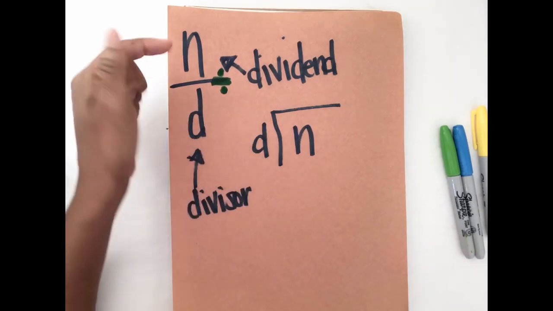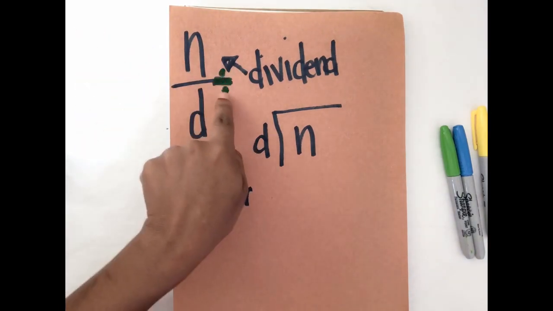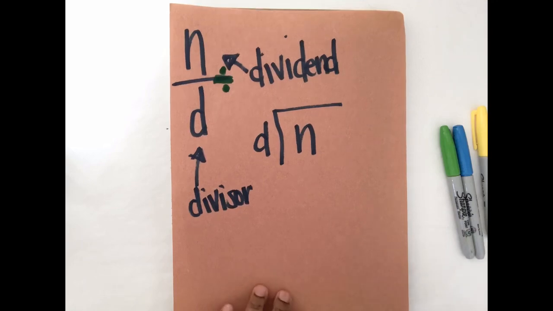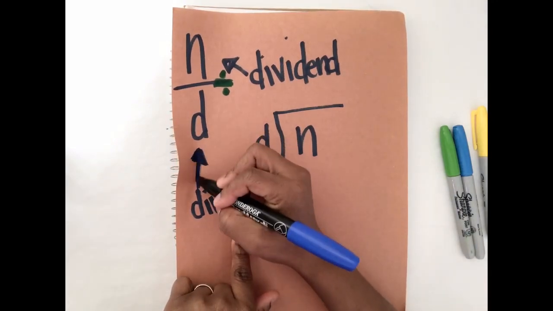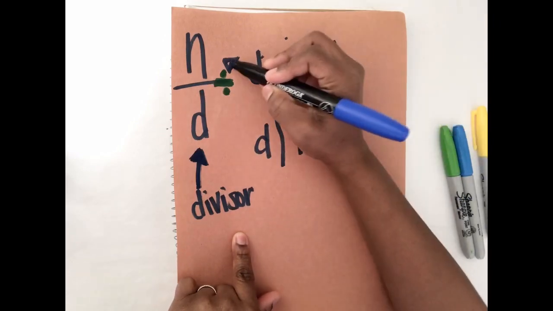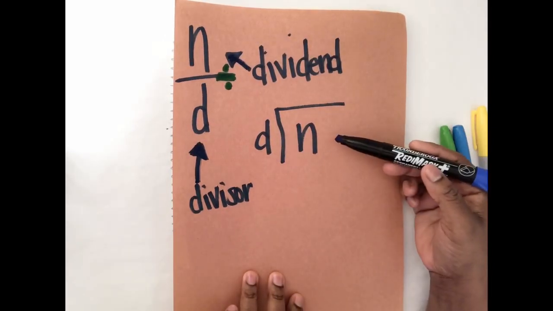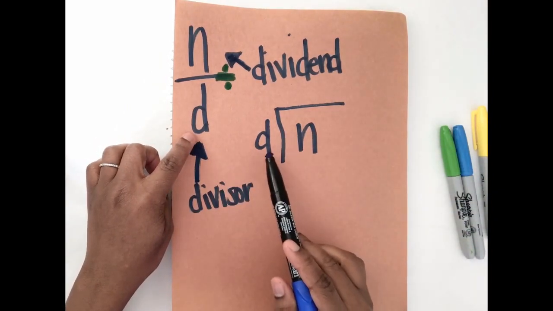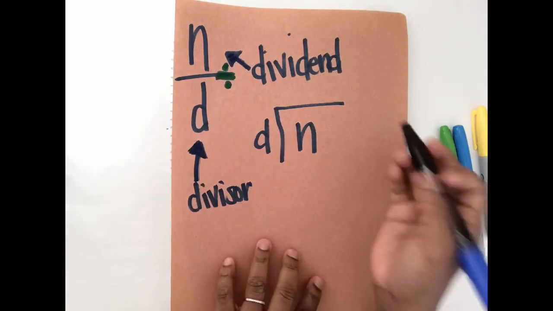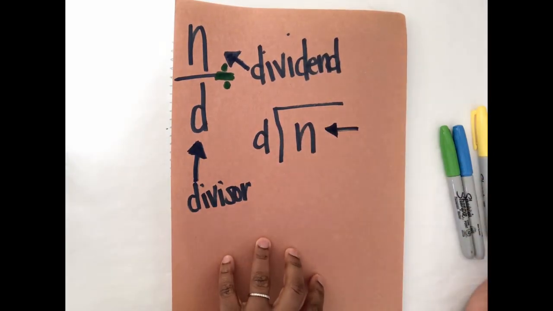So if you notice on my example, I changed my fraction bar to a division symbol. Remember, your denominator is your divisor, okay? And your numerator is your dividend. And if we set up a problem traditionally, your denominator, your divisor, goes outside the box. Your numerator, your dividend, goes inside the box.